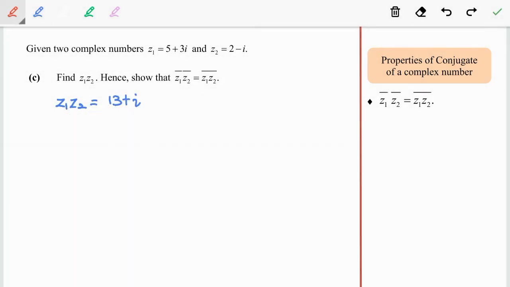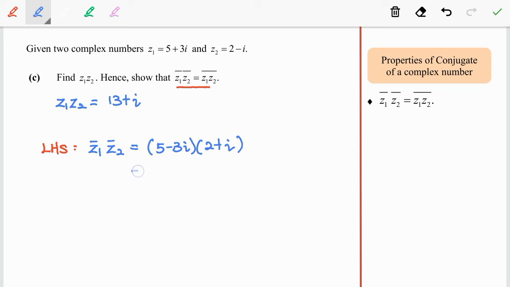So the next part, the question is asking to show this. To show these properties, we have to make sure the left-hand side is equal to right-hand side. So now, let us start with left-hand side. So the left-hand side, we have conjugate of Z1 times with conjugate of Z2. Conjugate of Z1 is 5 minus 3i and conjugate of Z2 is 2 plus i.